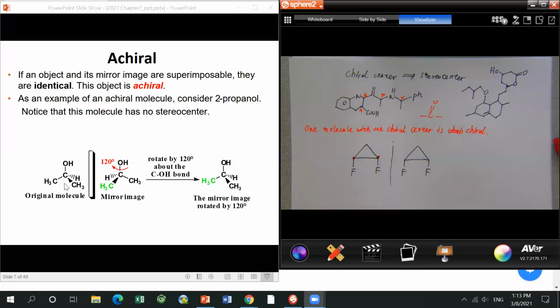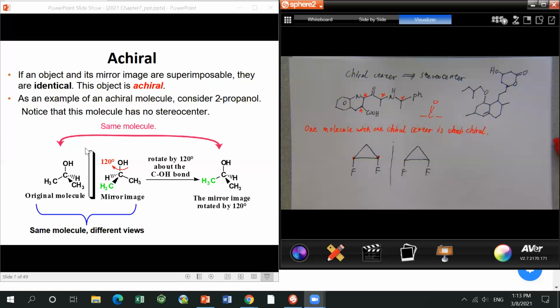No chiral center. And if you do mirror imaging, you find that this mirror image is actually the same molecule. You just rotate it, maybe 180 degrees or 120 degrees, and it exactly matches. So if two molecules are mirror images of each other but are superimposable, that's what we call identical. So this molecule is called achiral. Same molecule, just different views.